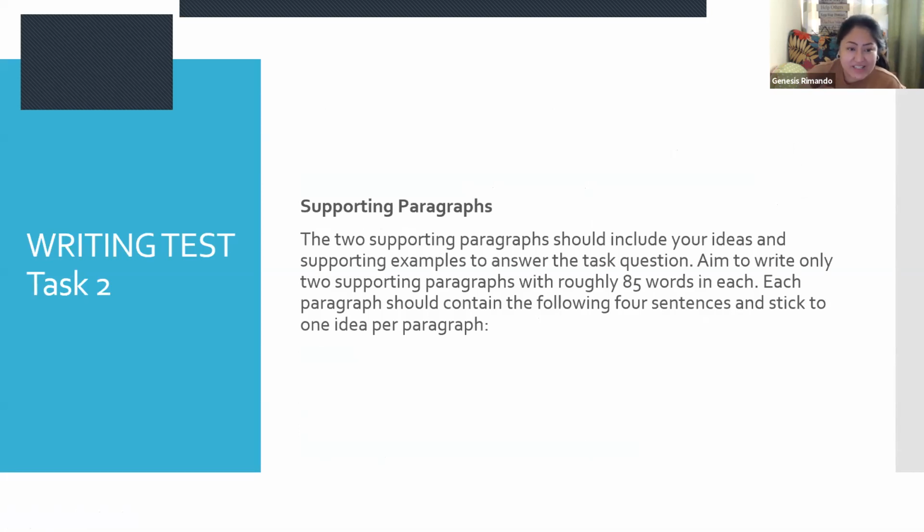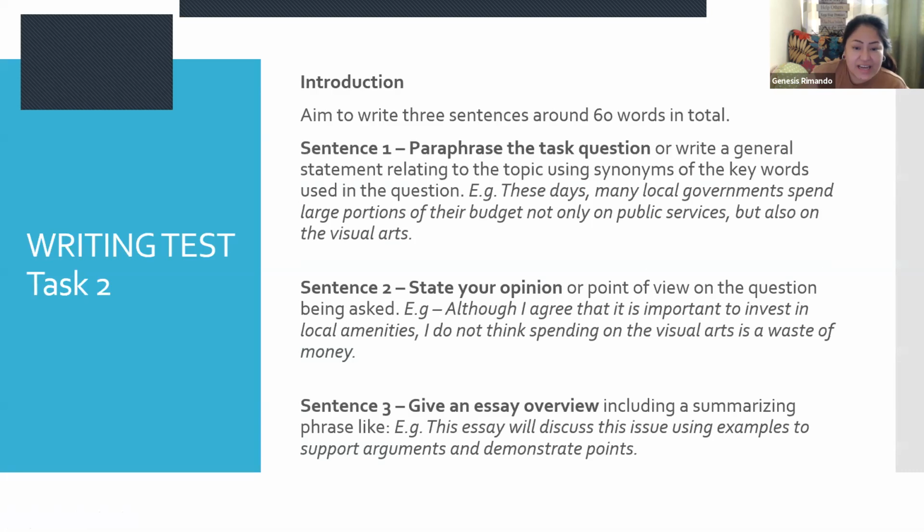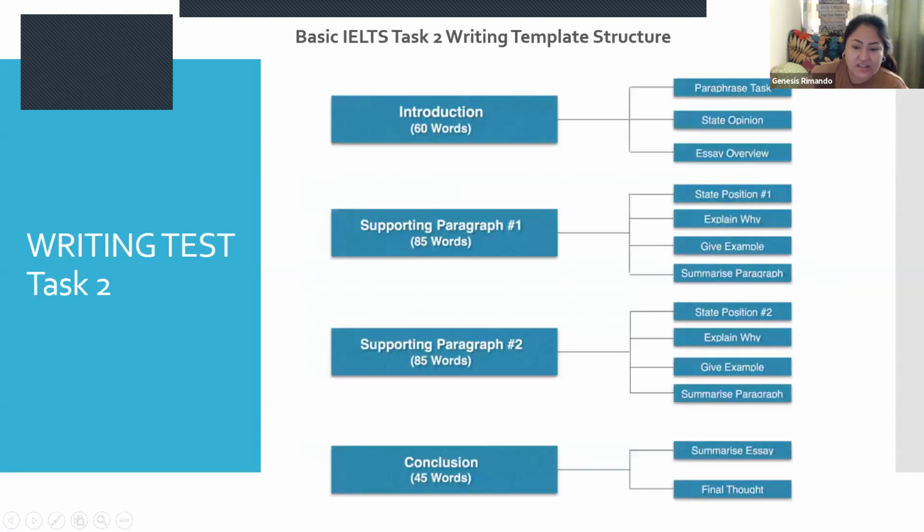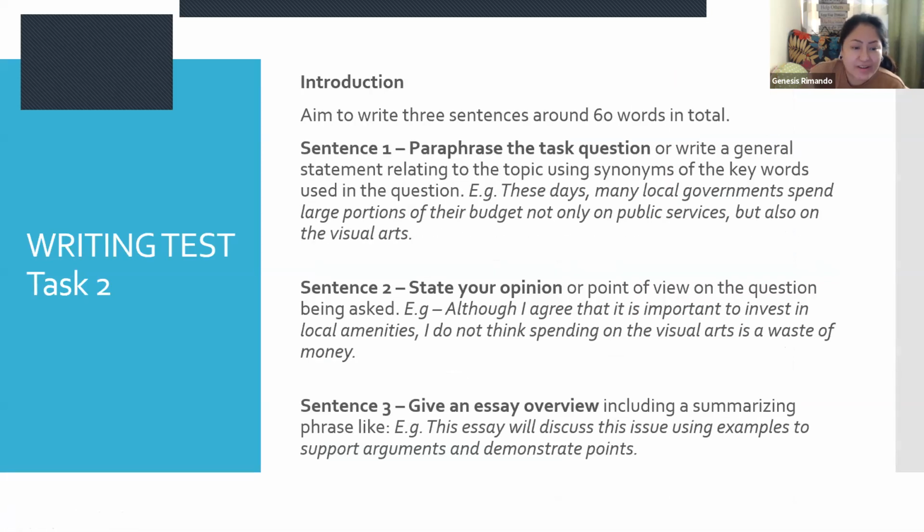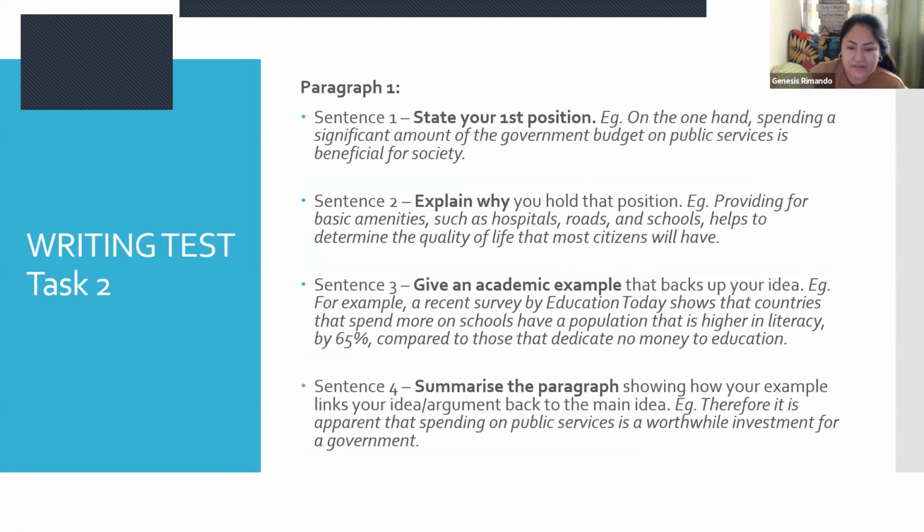So at least your aim is to write 2 supporting paragraphs, roughly 85 words each. So again, let's go back. That's the introduction. Then next, you would write this one and this one, 2 supporting paragraphs. So how can you write that supporting paragraph?